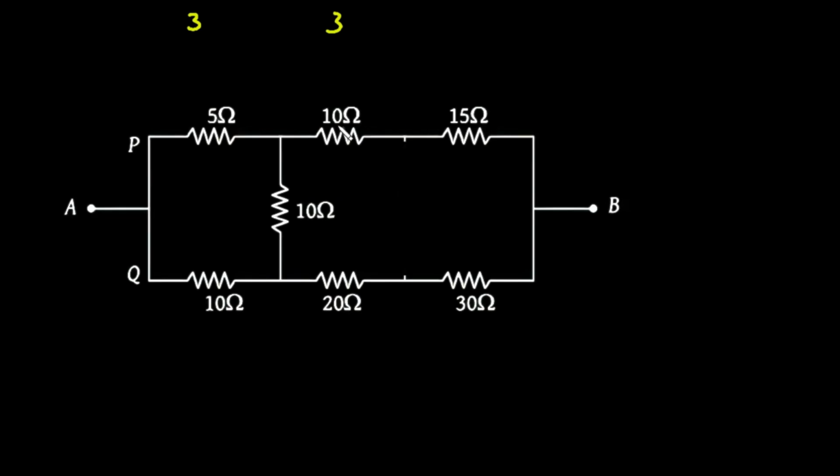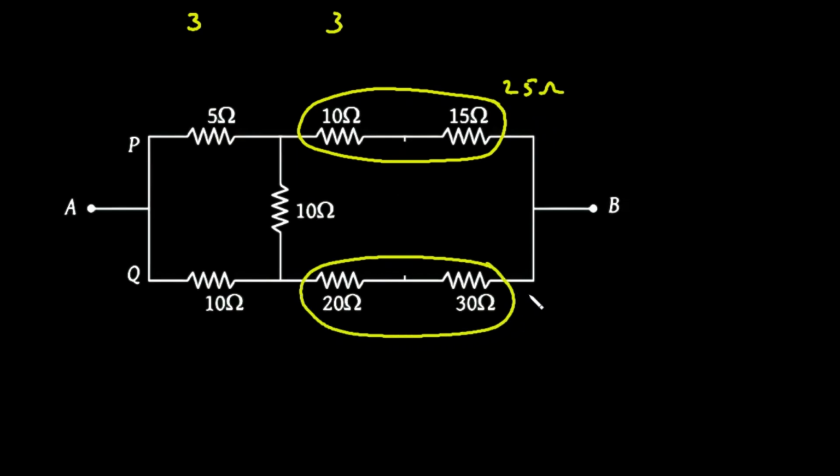Now here this 10 ohm and 15 ohm are connected in series. So their equivalent resistance will be simply 10 plus 15, 25 ohm, and 20 plus 30, this will be 50. Now again we can see this forms a Wheatstone bridge. Now again we will check whether the bridge is balanced or not. If the bridge is balanced, that means no current will flow through this 10 ohm. So let's see. So 10 divided by 50 is equal to 5 divided by 25.